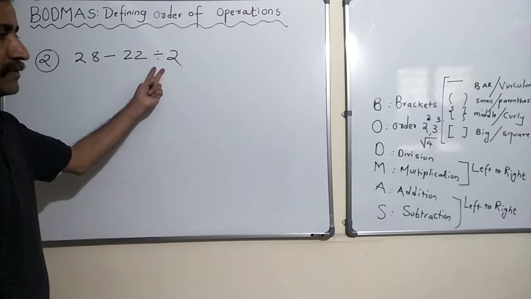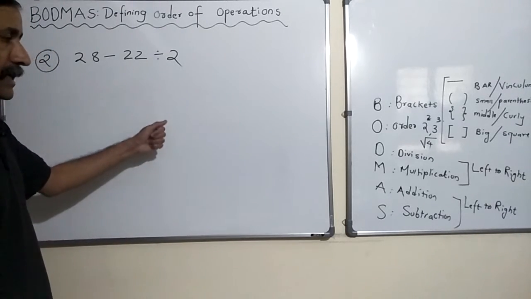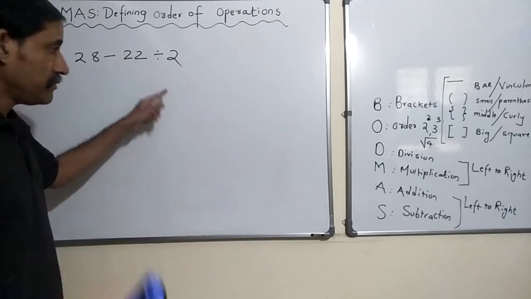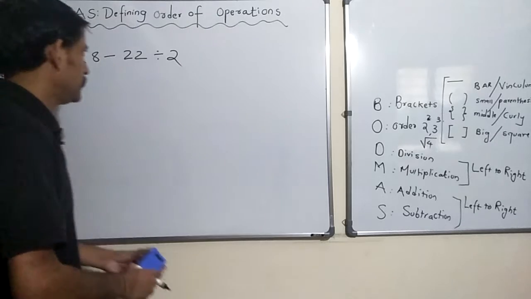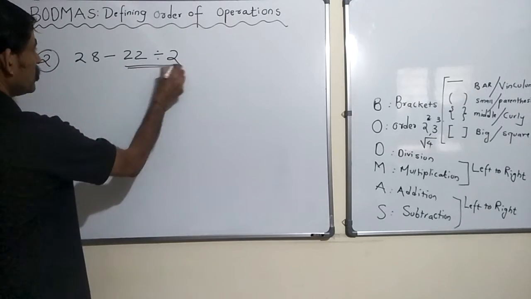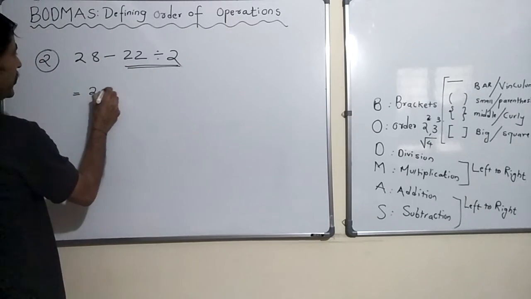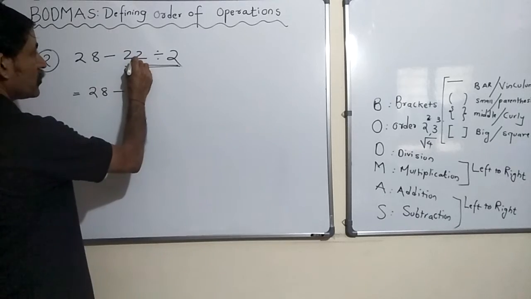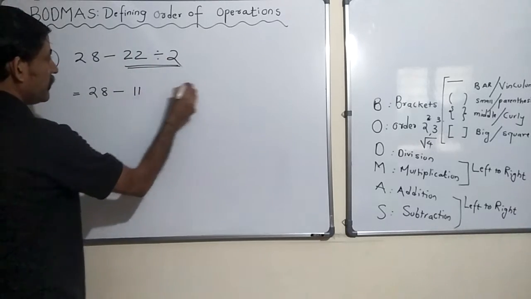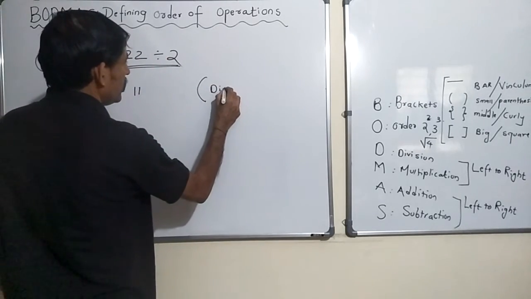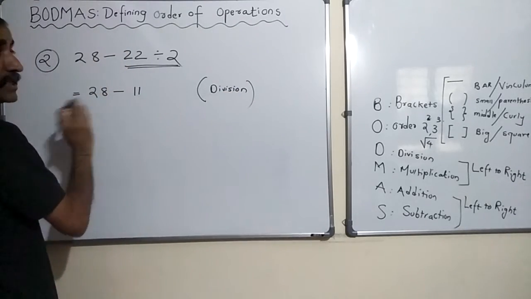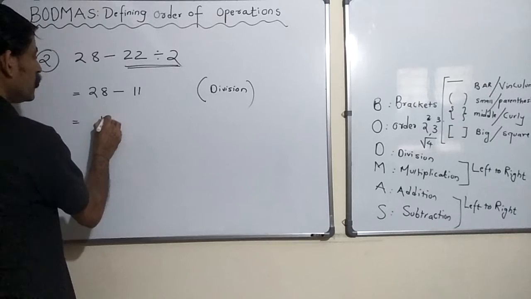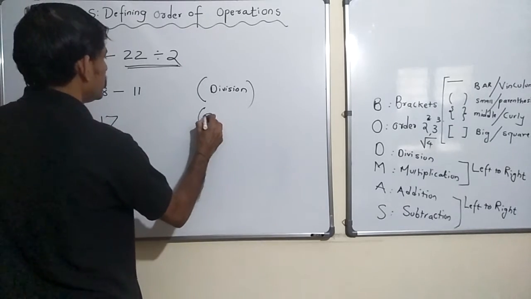We have division, we don't have multiplication, we have no addition, but we have subtraction, as you can see. So I'll do the division first. As per the BODMAS rule, I'll do division. 28 minus 22 divided by 2 is 28 minus 11. Division I took care of. Alright. Now only subtraction is left. So no brainer here. It becomes 17.